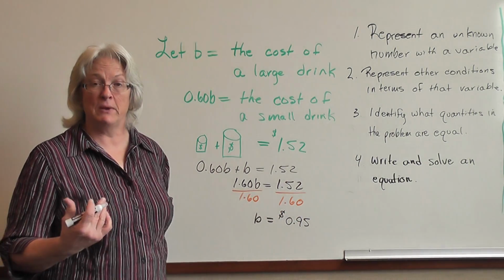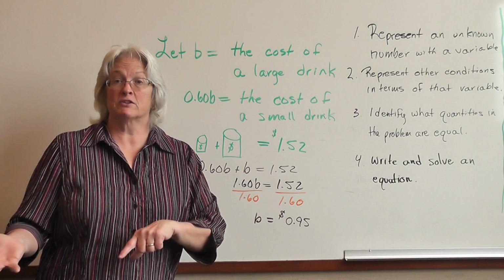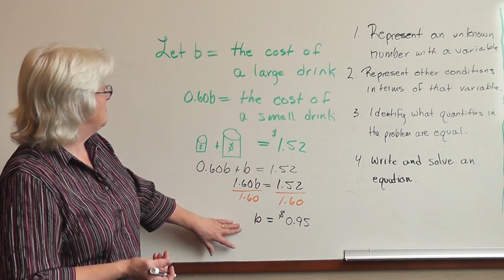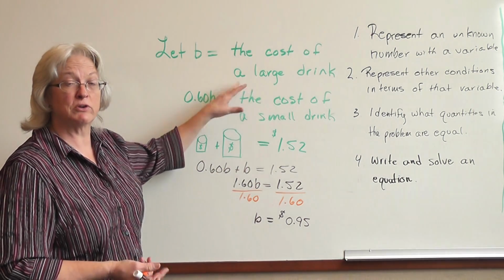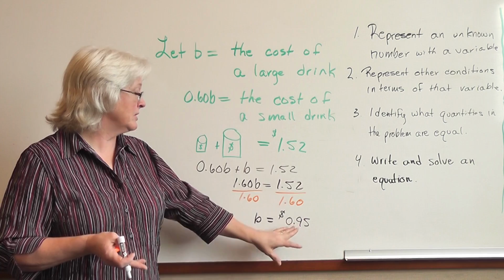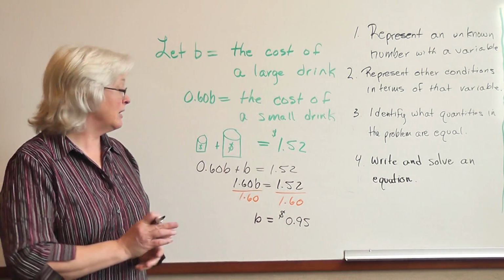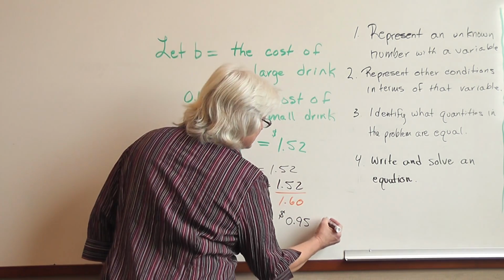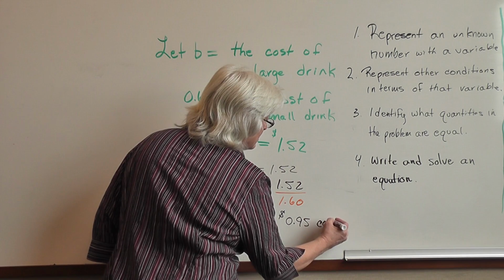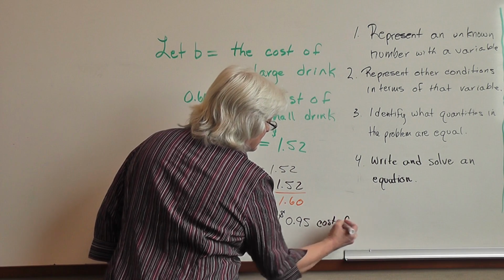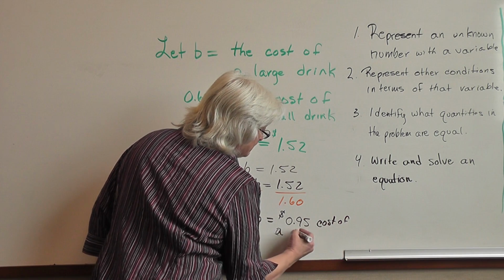And what exactly is B? Is this the cost of the big drink or the cost of the little drink? B is the cost of a large drink. So to fully complete this problem, you identify the units as dollars, and then you say that this is the cost of a large drink.